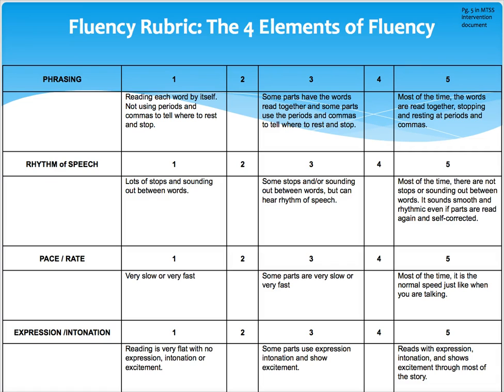Here is that Fluency rubric that I mentioned earlier. You will score students on a scale of 1 to 5 in these 4 elements when they are reading weekly, but also as a baseline. 1s and 2s mean that they are struggling and do not understand this concept and they can't generalize it into their reading. 3s are average. 4s and 5s mean they understand this concept and are reading most of the time with good phrasing, rhythm of speech, pace and rate, expression and intonation.